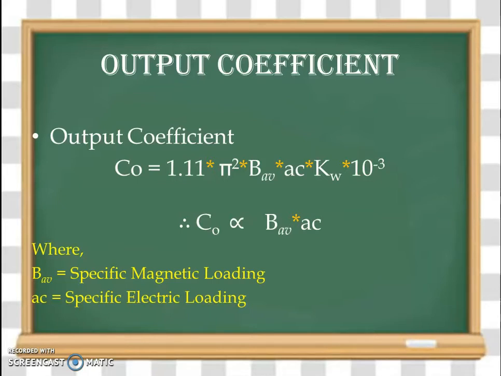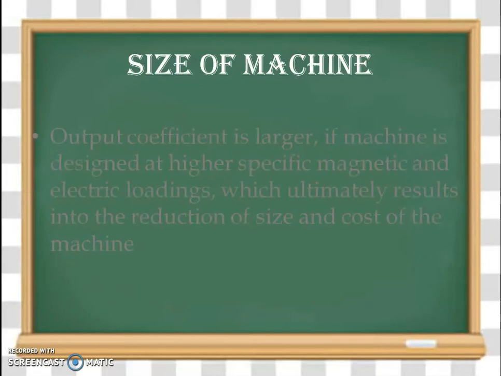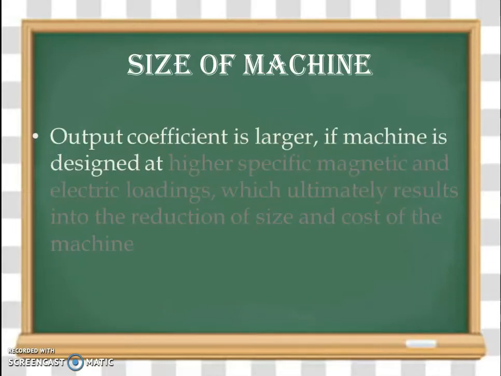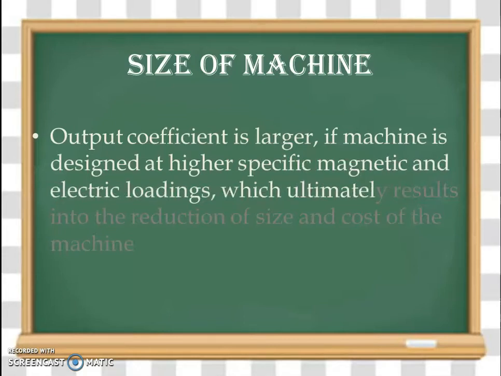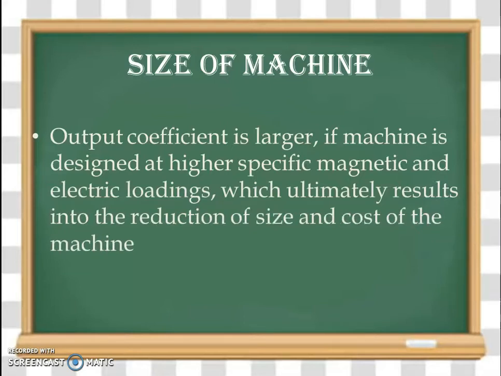Let us see how it affects the size of the machine. The output coefficient is larger if the machine is designed at a higher specific magnetic and electric loading, which ultimately results in a reduction of the size and cost of the machine. So it is obvious that to increase the output coefficient, we have to increase either one of the specific loadings or both.